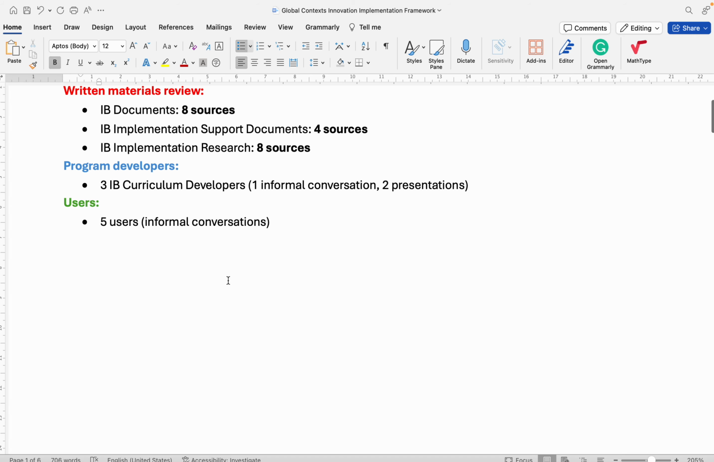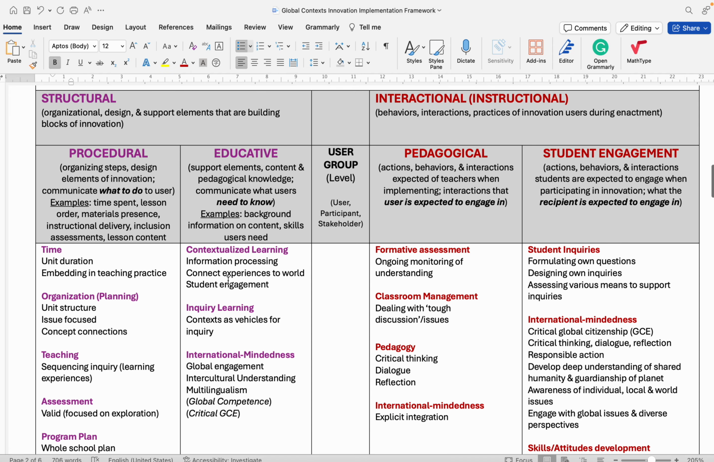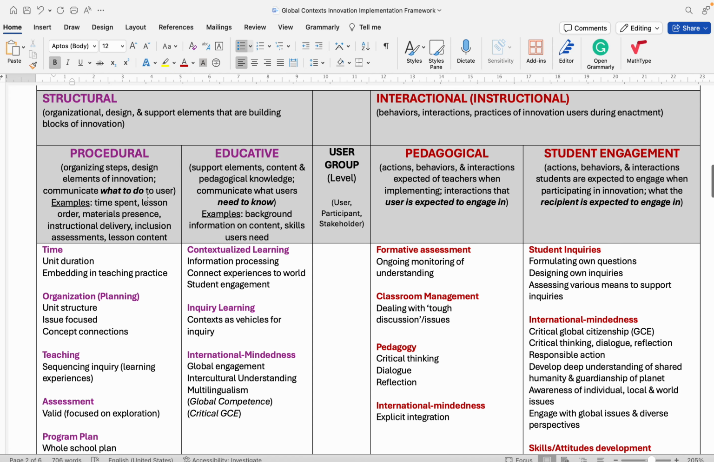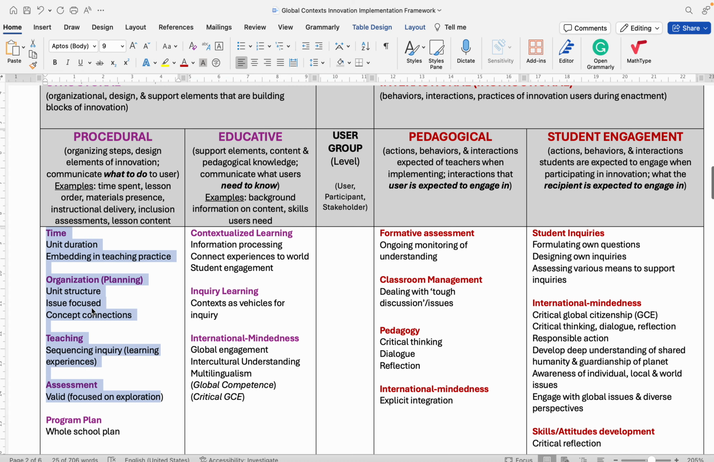So the idea is that once you have these things defined, then you can start talking about whether or not they're in place and to what extent, how they're being enacted, rather than saying, oh, is the global context strategy being effectively implemented, or implemented at all, or is it at the sustained level of implementation? Some of these things might be in place, and definitely what I would say is that some of these structural procedural things are really well supported.